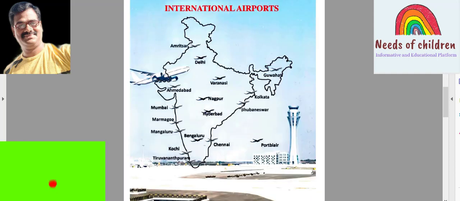So let's move on to some of the international airports. Like the international airports: Amritsar, Delhi, Ahmednagar, Mumbai, Marmagova, Mangaluru, Kochi, Tiruvananthapuram, Bengaluru, Hyderabad, Nagpur, Varanasi, Guwahati, Kolkata, Bhubaneswar, Chennai, Port Blair. So these are the important international airports. Many times these international airports are also asked in the exam. So give importance to these international airports.